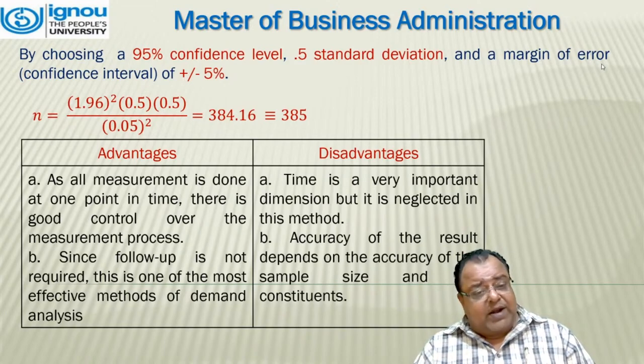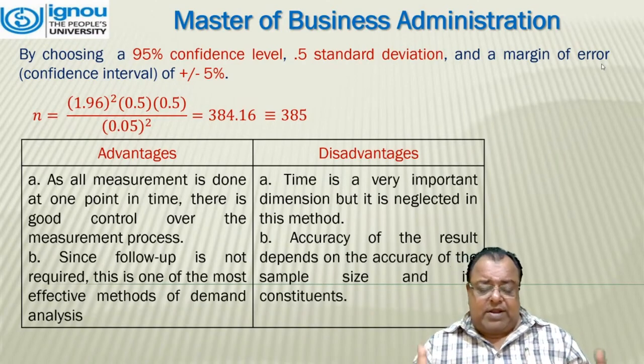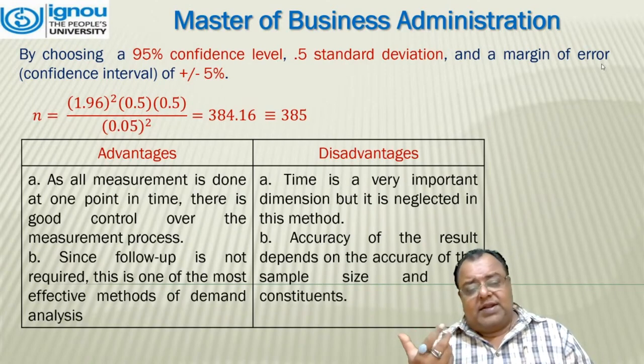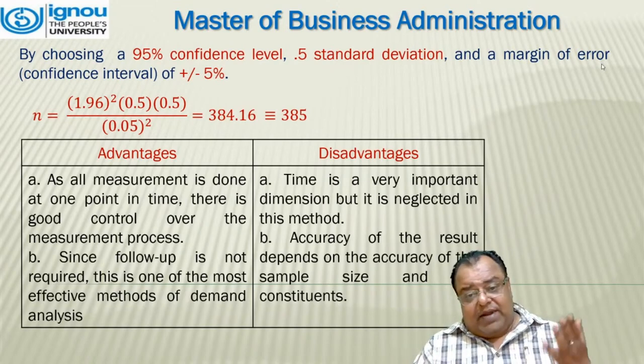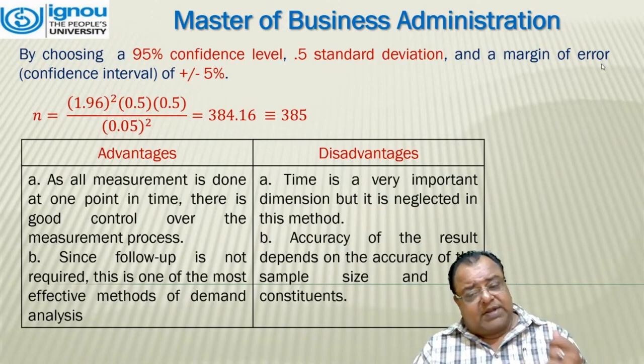What are the advantages of this method? As all measurement is done at one point in time, there is good control over the measurement process. And since follow-up is not required, this is one of the most effective methods of demand analysis. Now, disadvantages: time is very important, but it is neglected in this method. We are talking only about numerical numbers. Accuracy of the result depends on the accuracy of the sample size and its cost.